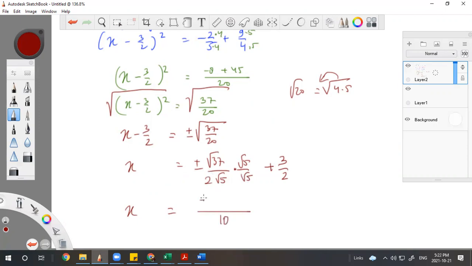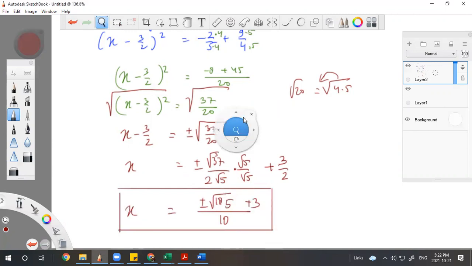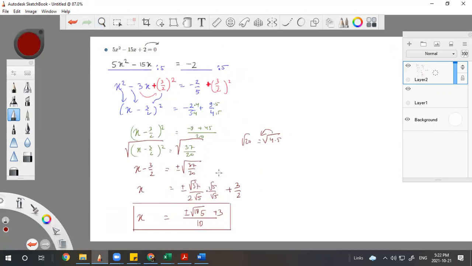10. So plus or minus square root 37 times 5. Okay, do it slowly. 185, plus 3. That's all. Two answers, right? Why? Because it is plus and minus. Okay, it's quite a lot. So what do we do?